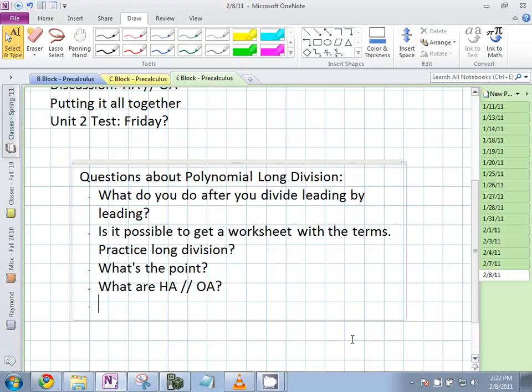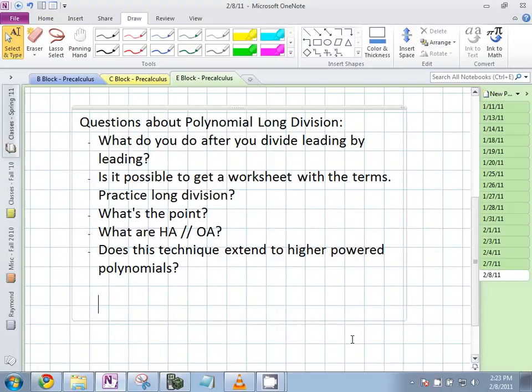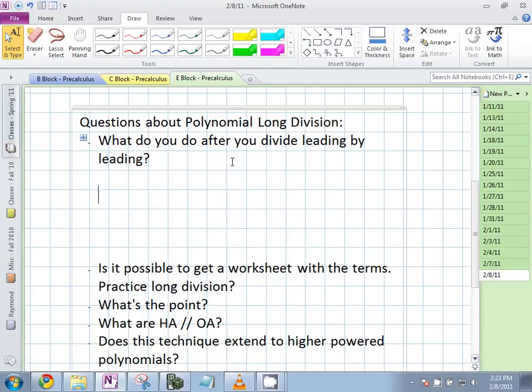Can this technique be used on higher powers? Does this technique extend to higher powered polynomials? That's a good one. I like that. Any others? Okay, here we go. What do you do after you divide the leading by the leading? So let's just do the beginning piece of one.